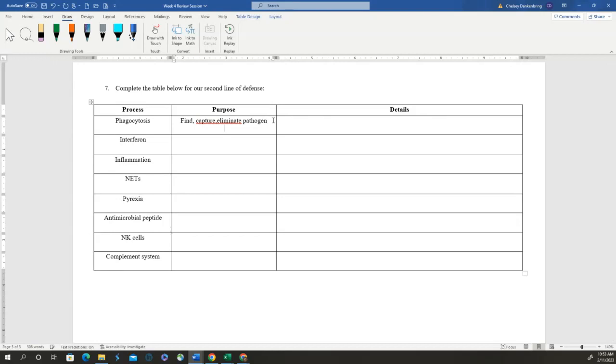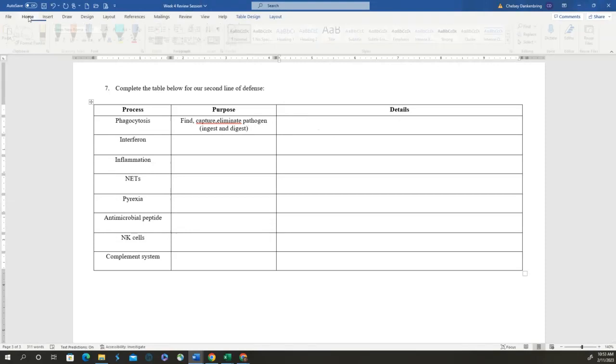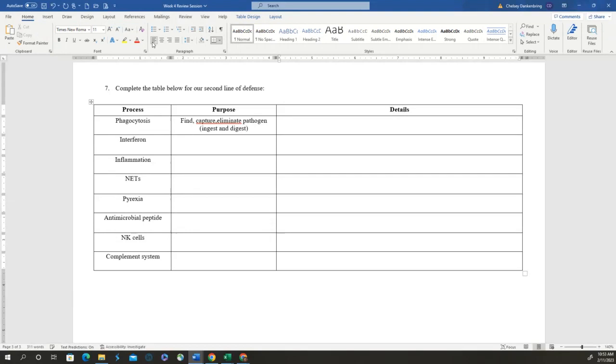Another way I tend to say this is ingest and digest pathogen. Okay. So how does it do this? And you have a slide in your PowerPoint that has all the steps spelled out. So I'm not going to just do the same thing.